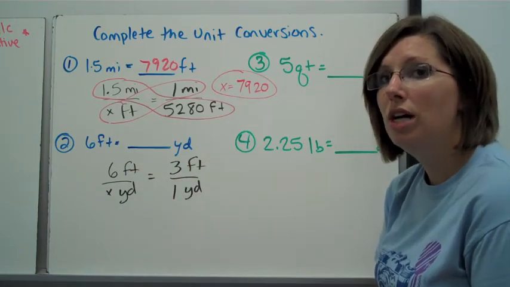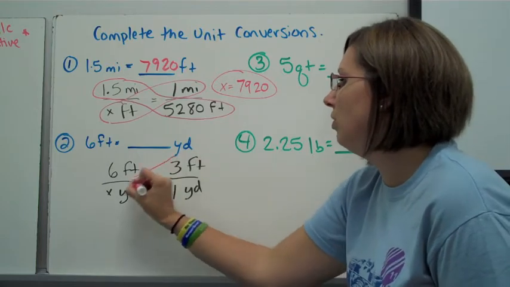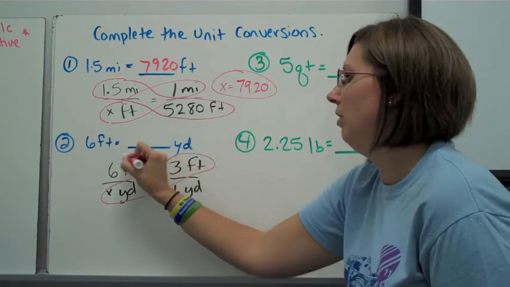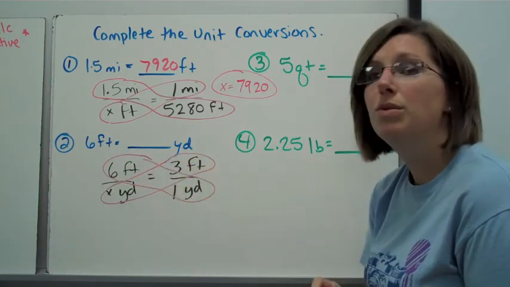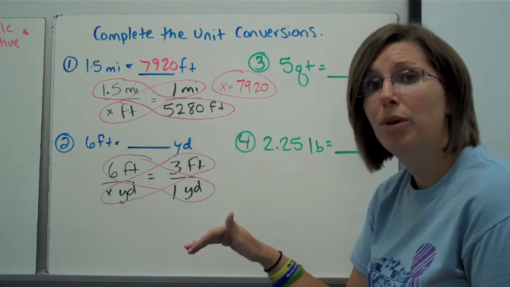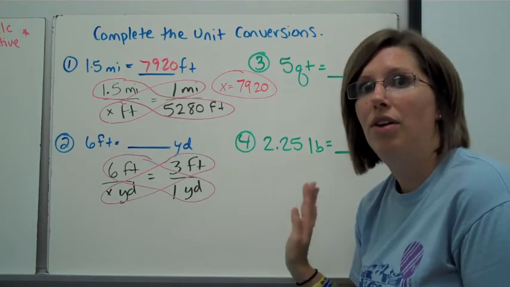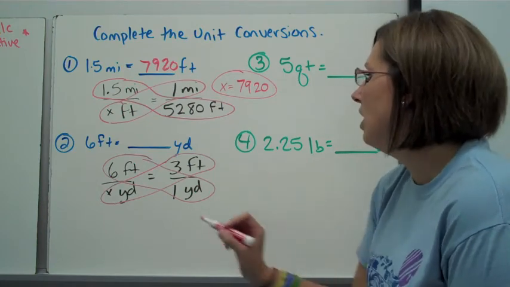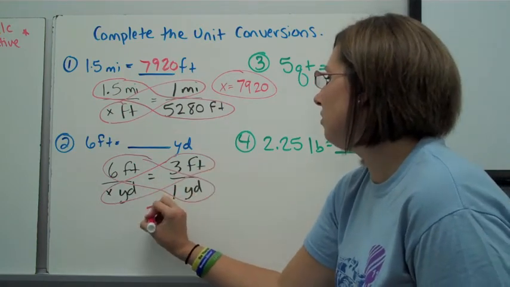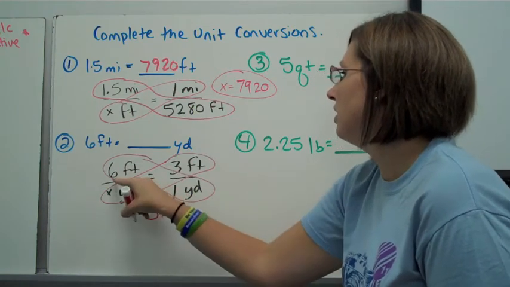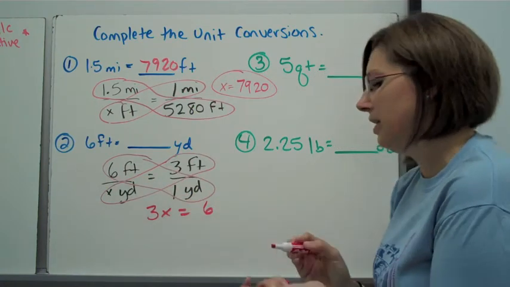When you go to cross multiply, you kind of ignore the units at this point, okay? So the units were there to help me line up my proportions, but when I go to multiply, I just pretend that they're not there for the moment. So x times 3, that's 3x. 6 times 1 is 6.